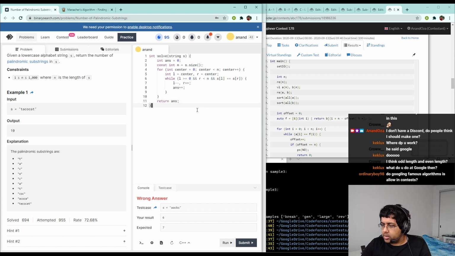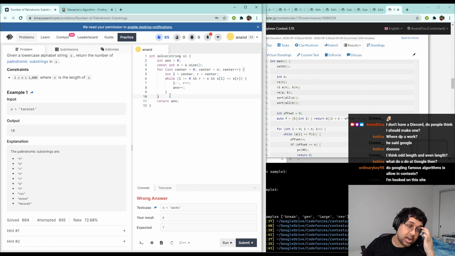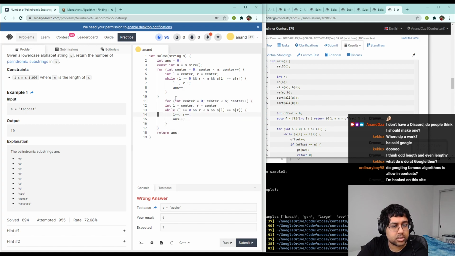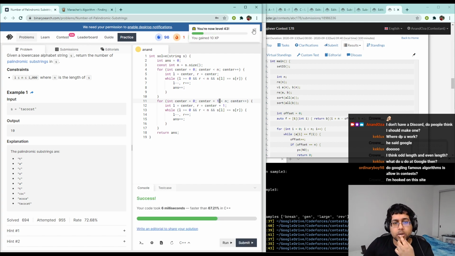But yeah, I think the odd length and even length thing would be the trick for this. I also believe that we can probably fix this. Oh, this has Vim shortcuts? I didn't know that. Okay, cool.